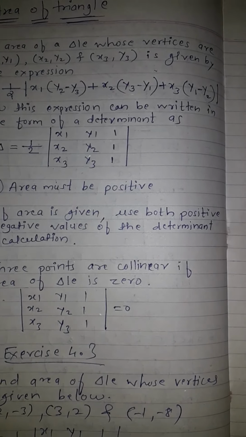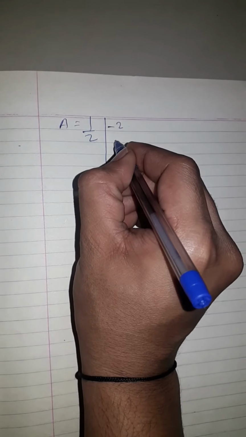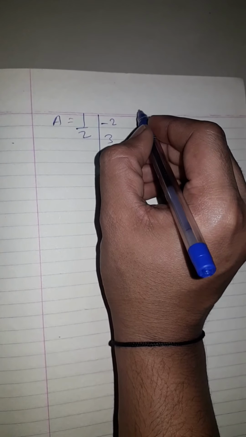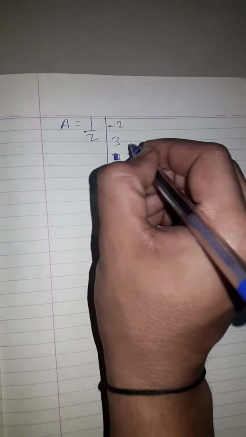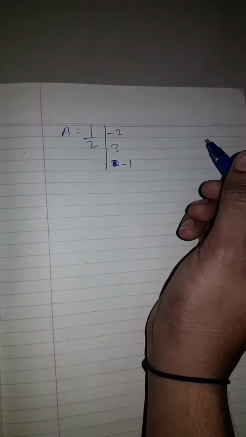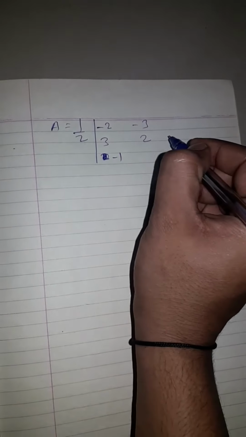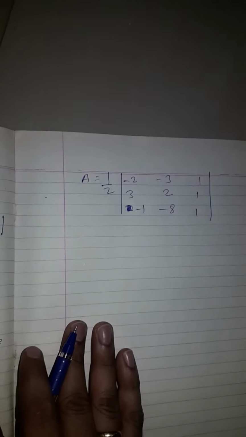So area is equal to half into the determinant of: first column is -2, 3, -1, second column is -3, 2, -8, and this is 1 1 1.